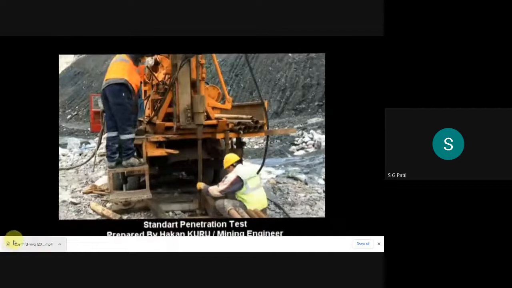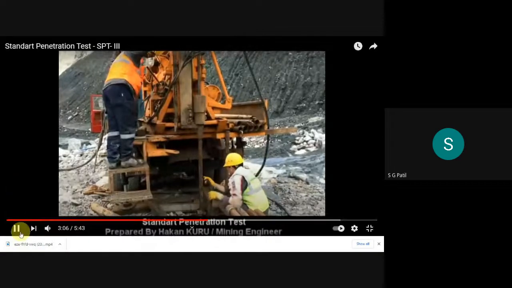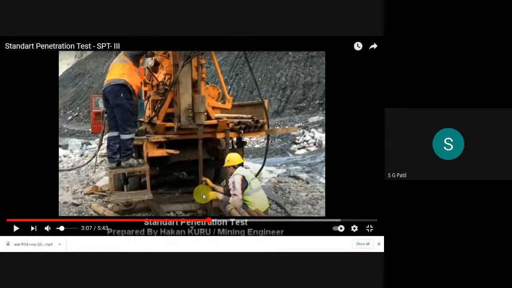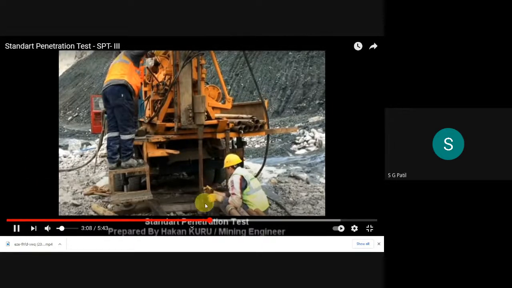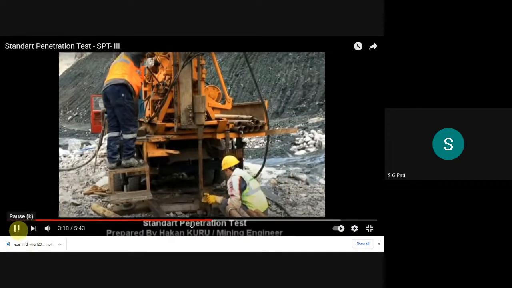Now, can you see what he is doing here? He is marking on the drill rod. He is marking at 15 centimeter distance. He will do 3 markings. One mark, another mark, and another mark at a distance of 15 centimeters. You see, with his hand, he has some oil on the hand, so he is marking at a 15 centimeter interval.